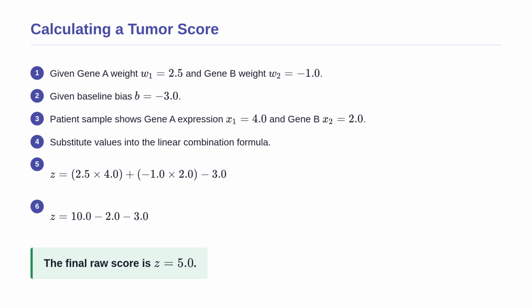We substitute the given values into our equation, multiplying each gene's expression level by its corresponding weight, and then adding the bias. The high expression of gene A, combined with its large positive weight, pushes the score up, resulting in a final raw score of 5.0. Because this is a positive number, the model is leaning heavily toward classifying this tumor as malignant.